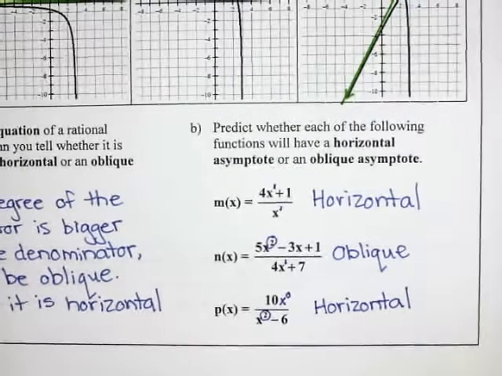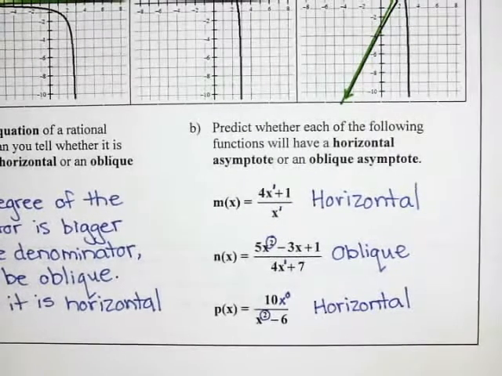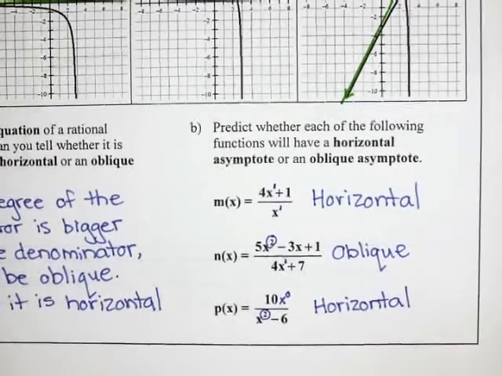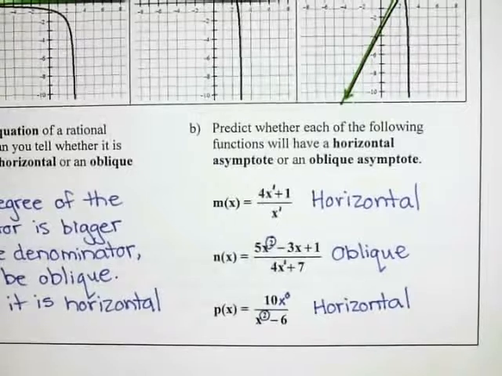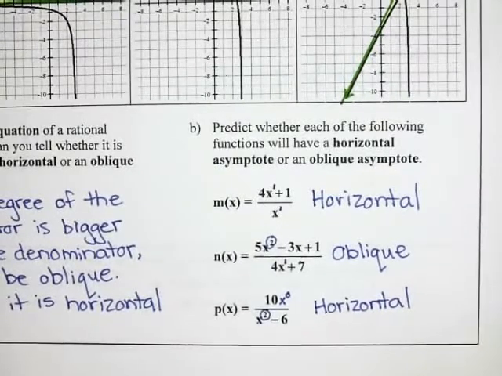Okay, so the next page, the 4th page of the lesson, is practice. There are some good questions there to do that just practice finding vertical asymptotes, x-intercepts, and identifying whether it's going to have a horizontal or an oblique asymptote.